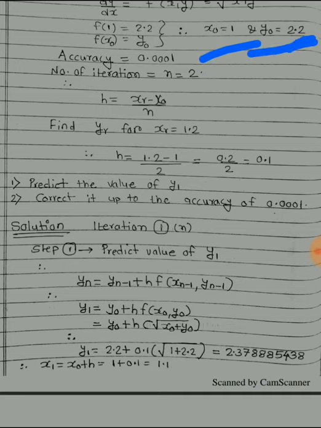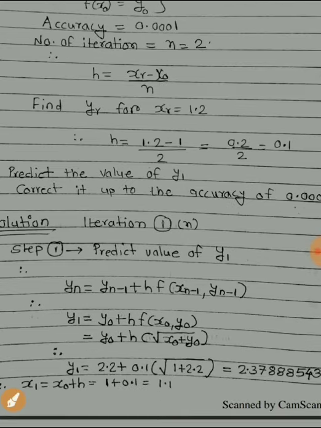Okay, so let us come back to the predictor's formula. It becomes y1 equals y0 plus h into f of x0 y0. And from where is this formula taken? This is taken from this point. I hope you understood this. From this only, this formula is derived. So I have got y1 equals y0 plus h into f of x0 y0.